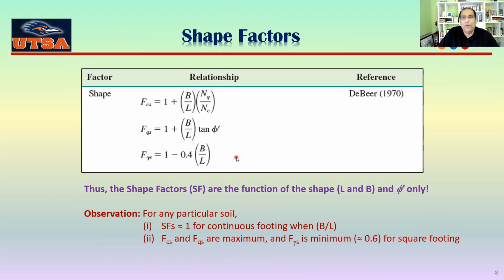Okay. On the other hand, you can also see if the shape of your footing is continuous, like a strip footing, then you will see that your B/L would be very, very small in that situation. FCS, FQS, and N gamma S are almost close to 1.